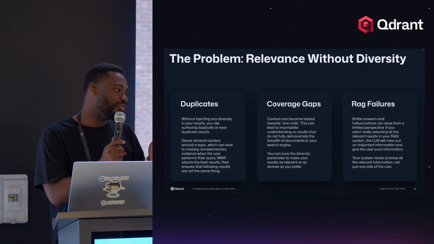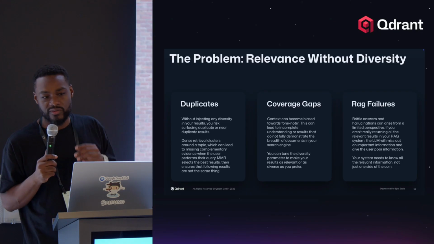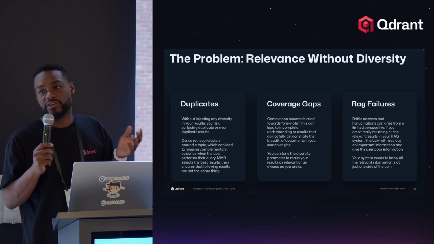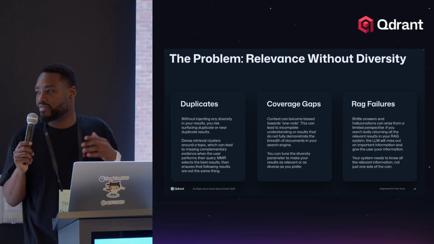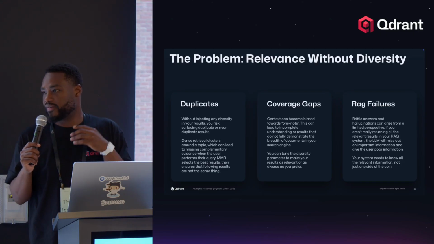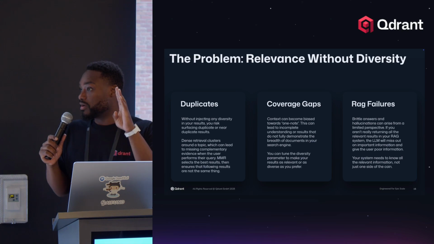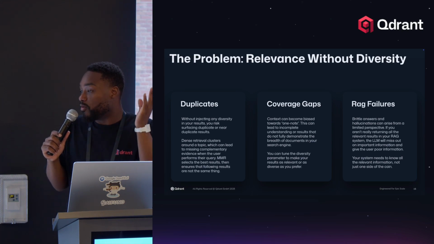And then even near duplicates. So it doesn't have to be an exact duplicate. A near duplicate isn't very helpful to the user either. Coverage gaps. So this is kind of what I was talking about with the agentic RAG. If you have an agentic RAG system and one of the tools you've given it is vector search, and it's returning 5 of the same result, your LLM is going to think that those are the only 5 results.